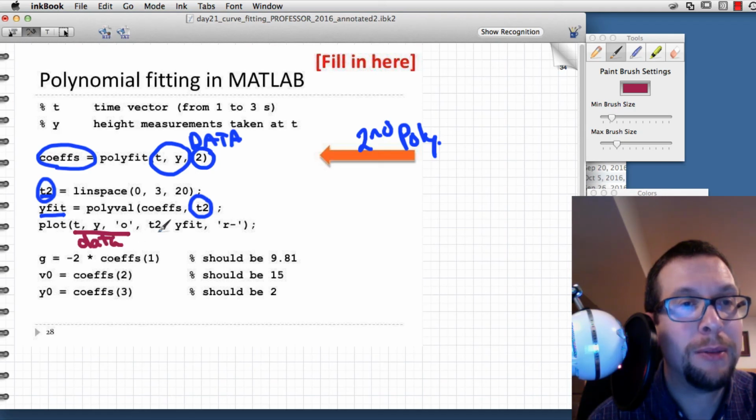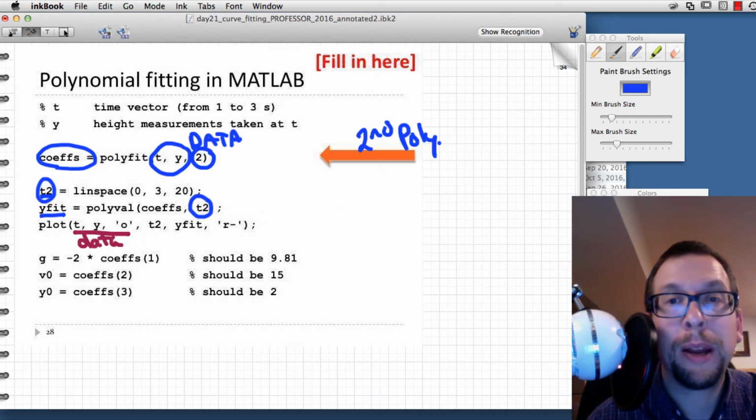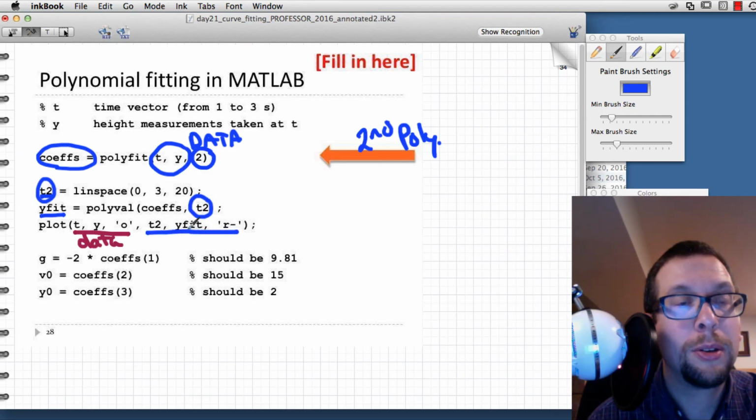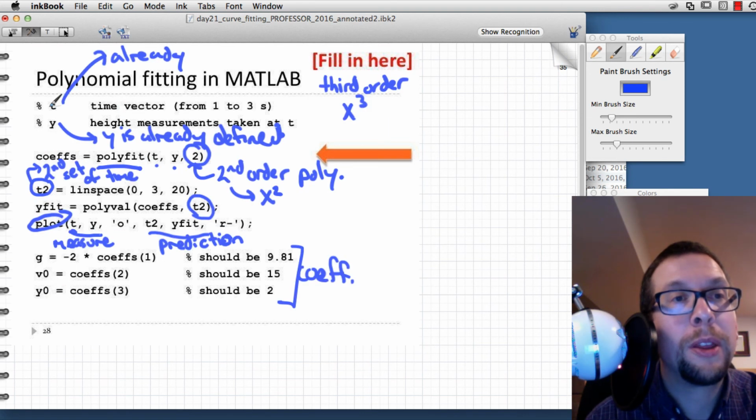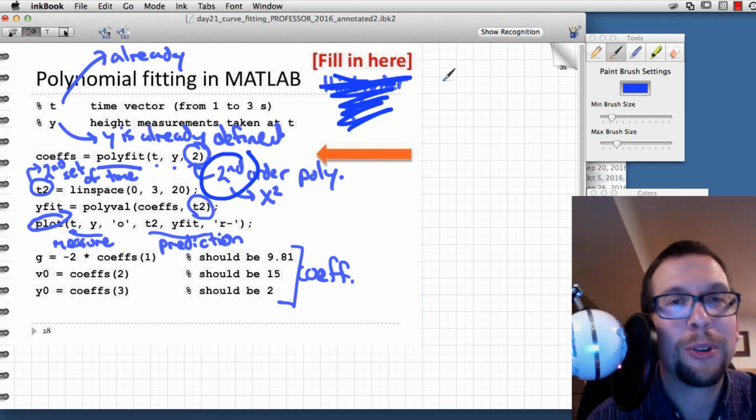From there, we are going to take our original data, the measured data, and compare it to the second order best fit. And here are some equations for the coefficients themselves in terms of the gravity constant, the velocity constant, and the height constant y. So remember that we have time, we have y, we have this measurement, and we have these coefficients. That's not a third order, so we're looking at a second order right there.